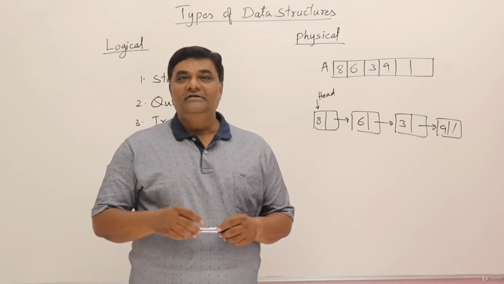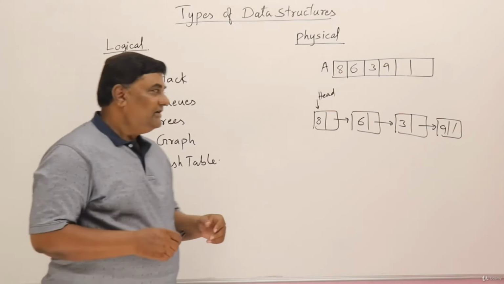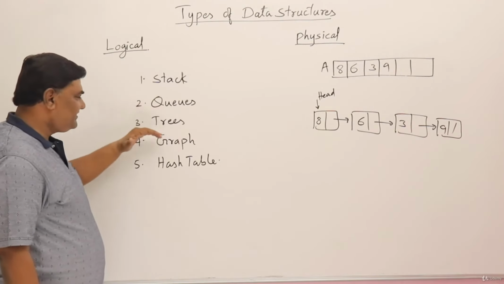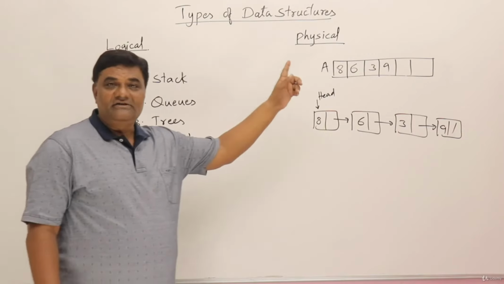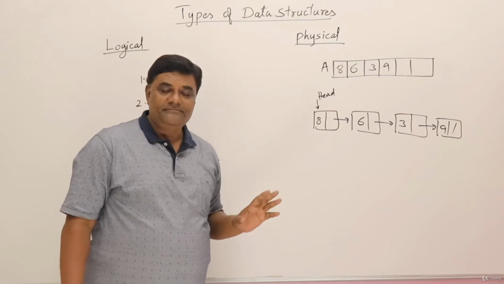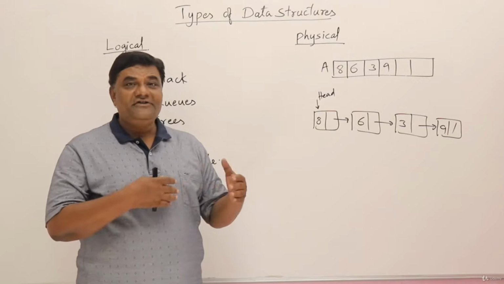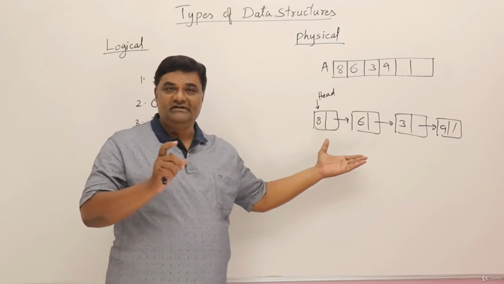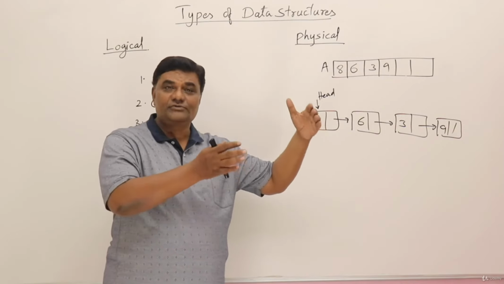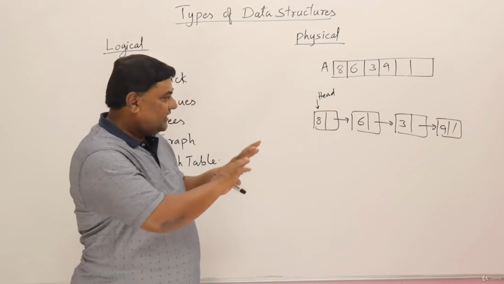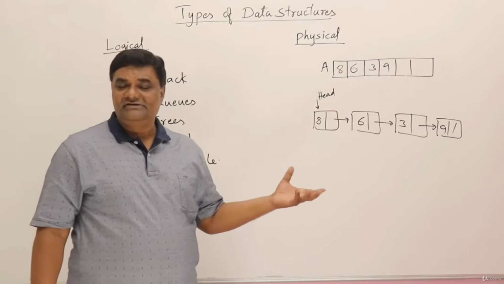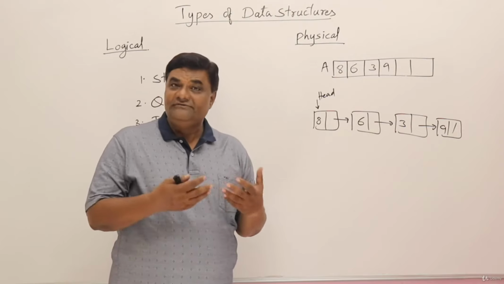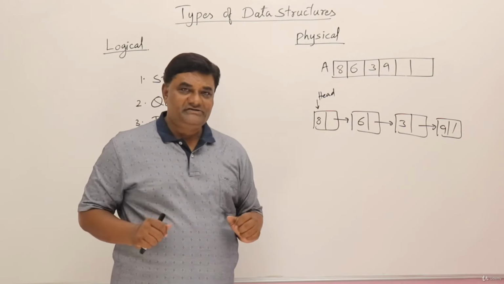Now let us look at logical data structures. See, here is the list of logical data structures: stack, queues, trees, graphs and hash table, and these are the physical data structures we have already seen. Now let us look at the differences between them. Physical data structures are actually meant for storing the data. They will hold the data, they will actually store the data in the memory. Then when you have the list of values, you may be performing operations like inserting more values or deleting existing values or searching for the values and many more operations.